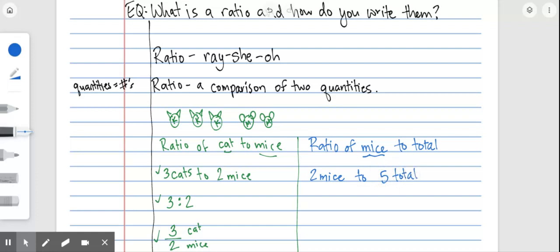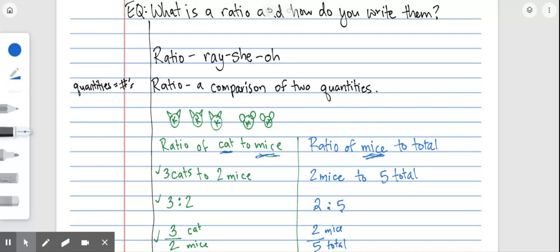Okay. Notice I keep it in the same order as the original. In the green example, I did cats first, always, and mice second, always. In the second example, I'm putting mice first and the total second. So I could write 2 colon 5. So again, I've got 2 mice to 5 total. And then my final example is 2 mice over 5 total. Mice, total.